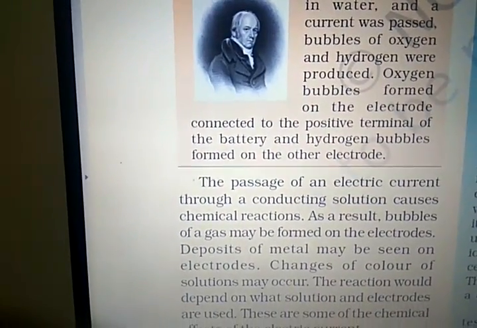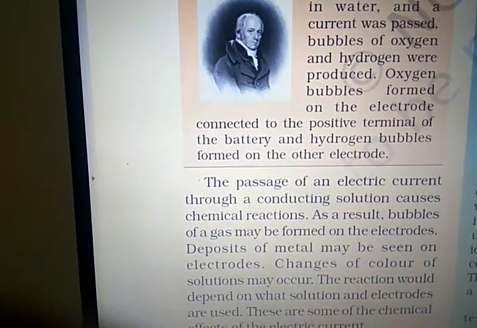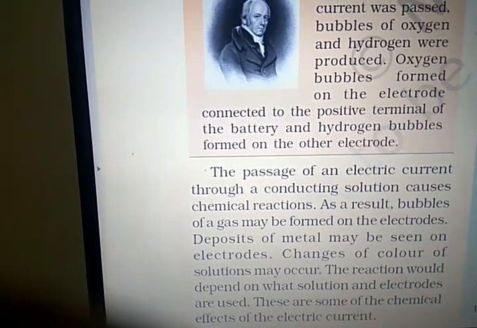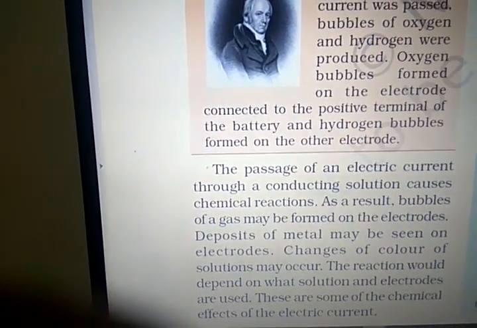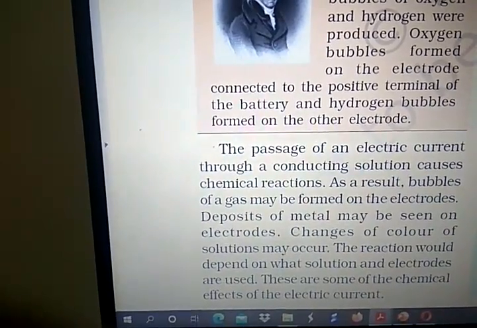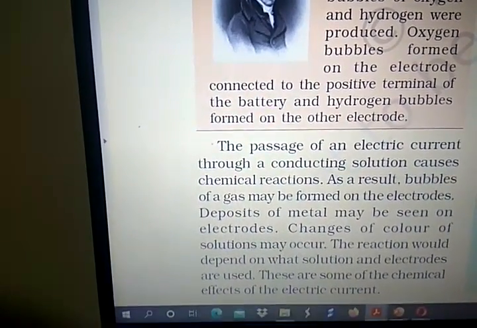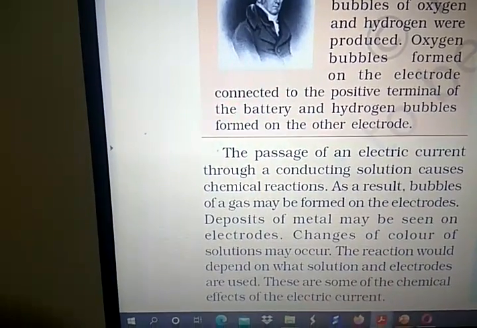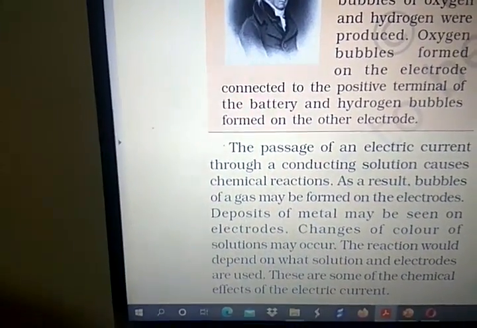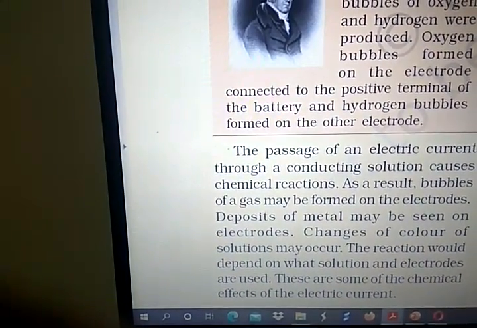So the passage of an electric current through a conducting solution causes chemical reactions. As a result, bubbles of gas may be formed on the electrode. Deposits of metal may be seen on the electrode. A change of color of the solution may occur. The reaction would depend on what solution and electrodes are used.